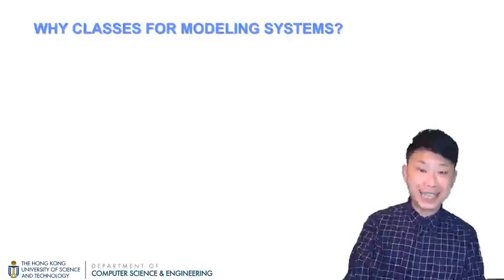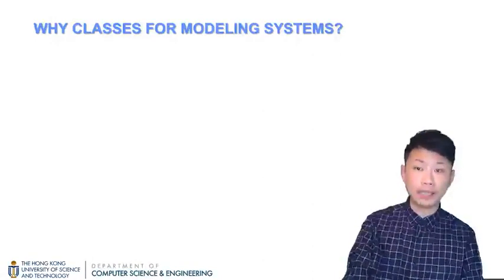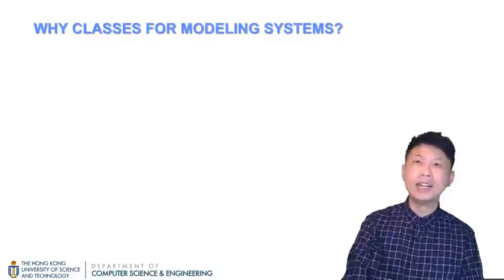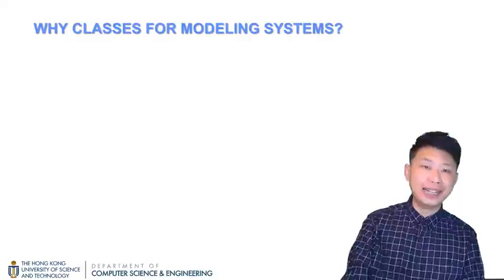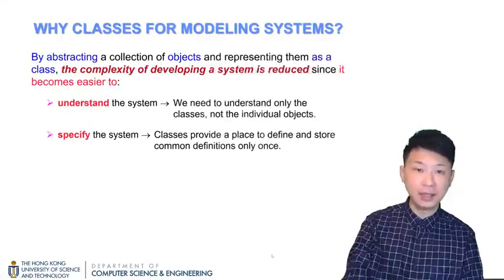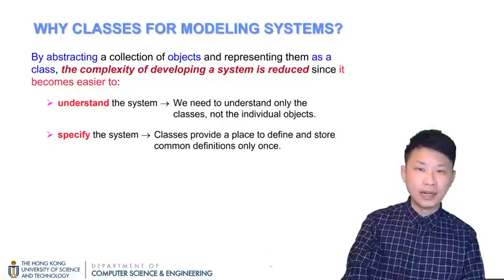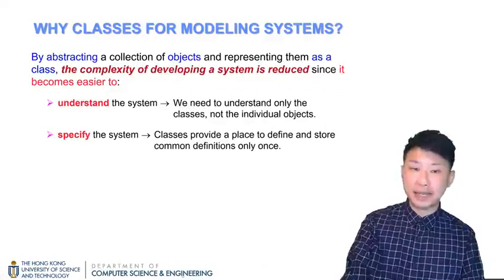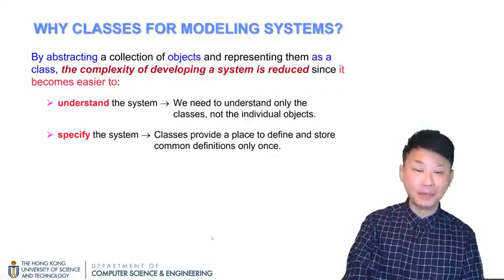So why do we use classes to model systems? Again, just because it's kind of natural to represent a system using classes and objects, especially for an OO system. Now, by representing the system as a collection of objects, it's going to help us.